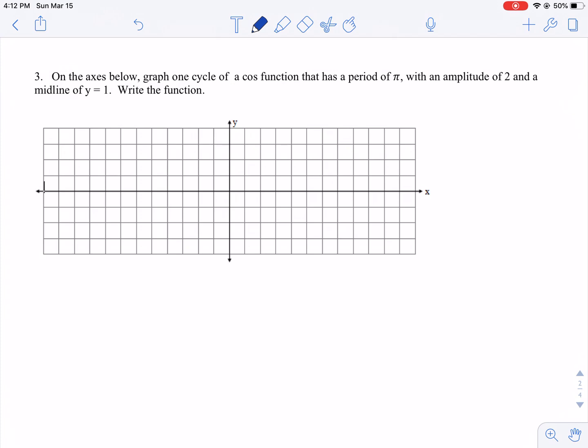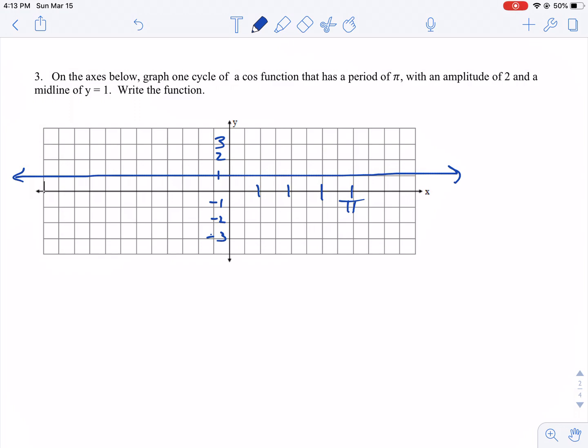On the axes below, graph one cycle of the cos function. It has a period of pi with an amplitude of 2 and a midline of y equals 1. All right, let's draw the graph first. So midline is 1. That's our new ground 0. Period of pi, so 1, 2, 3, 4. Label it pi because that's the period. Amplitude is 2, so we're going up 2 and down 2 from the midline.